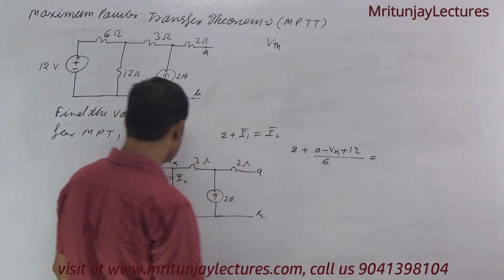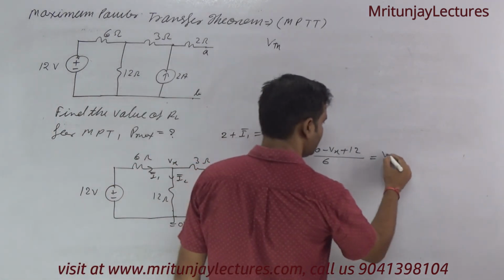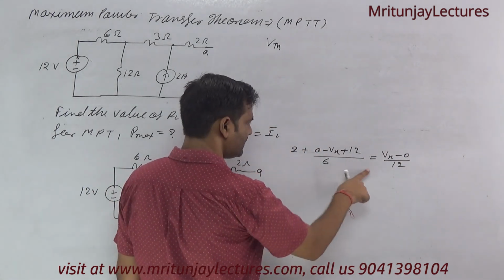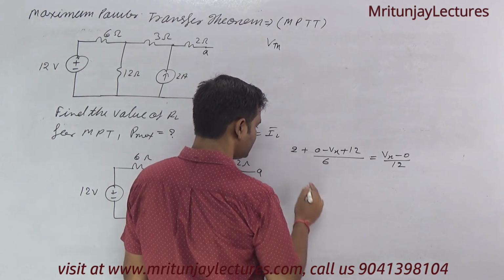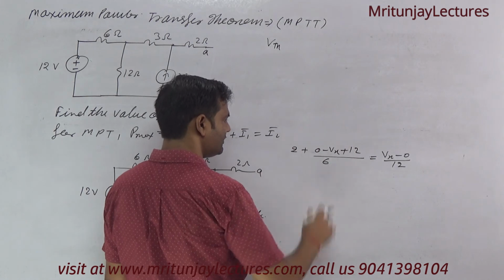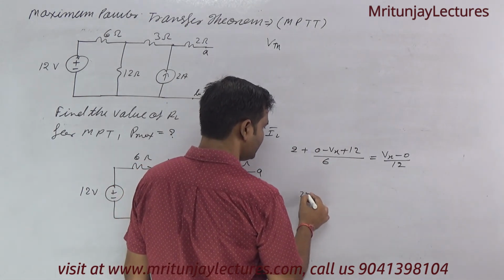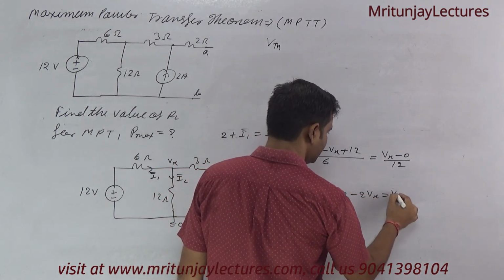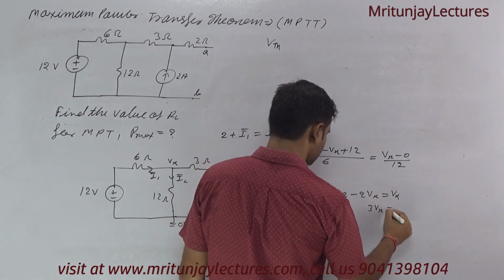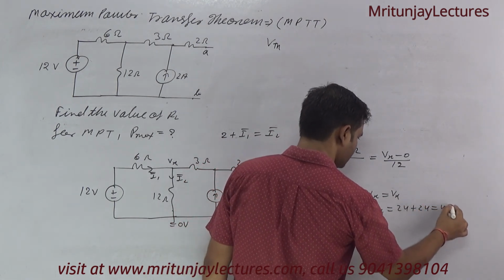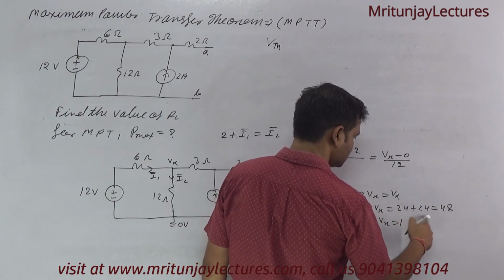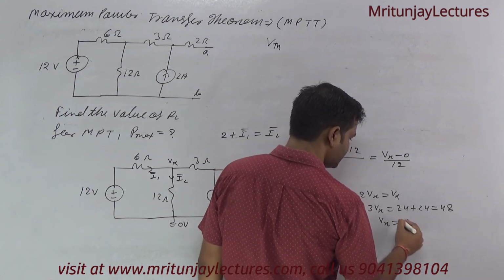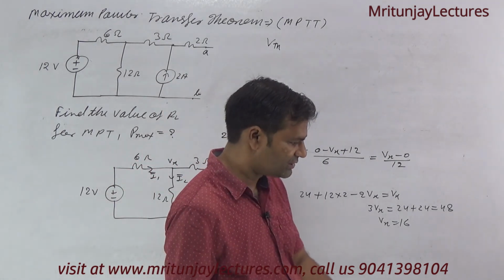This is equal to I2, and I2 is (Vx minus 0) divided by 12. If you multiply by 12 on both sides, then 12 into 2 is 24, plus 12 into 2 minus 2Vx equals Vx. So 3Vx equals 24 plus 24, that is 48. So Vx equals 16 volt.